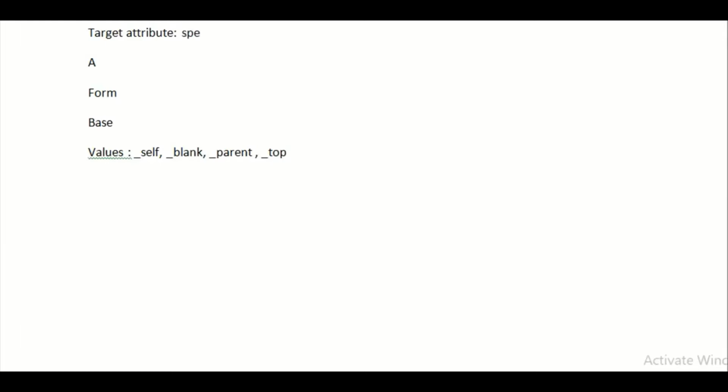The target attribute is used to specify where to open the linked document. Okay, so where to open the linked document. Whether you want to open it in the same window, or in another tab, or on top of the parent window, all that will be decided. So the target attribute specifies where to open the linked document.